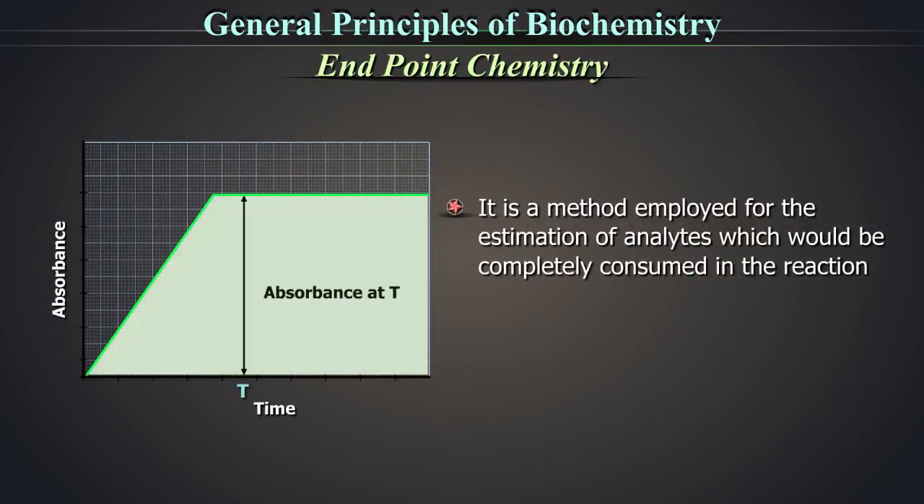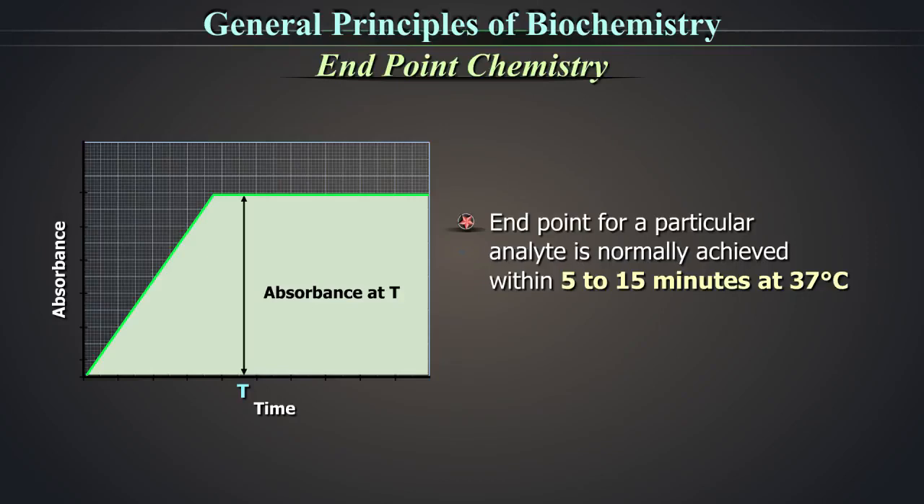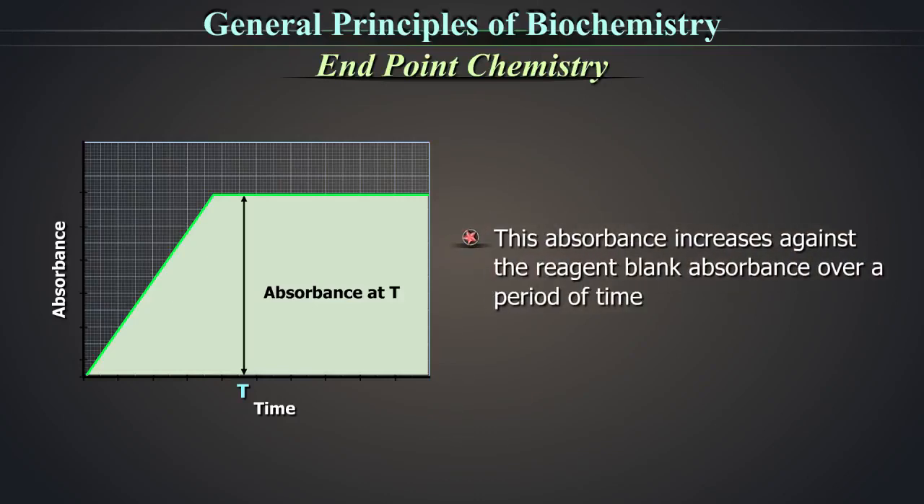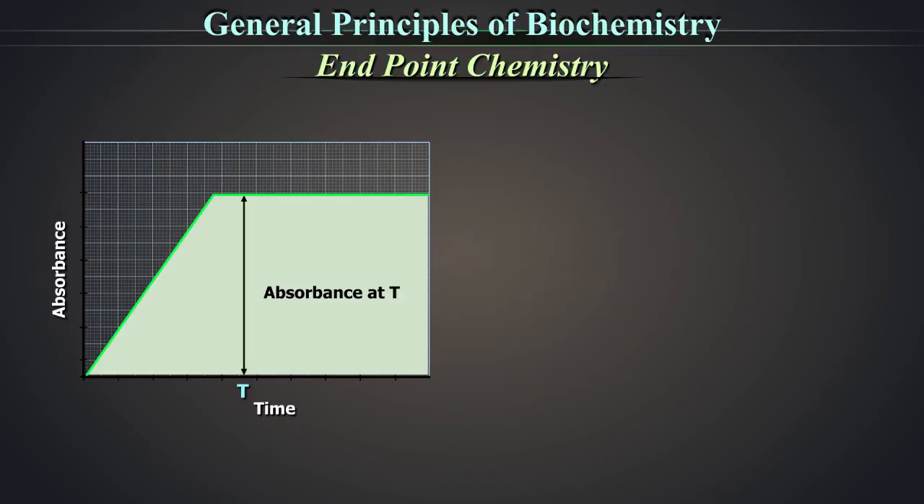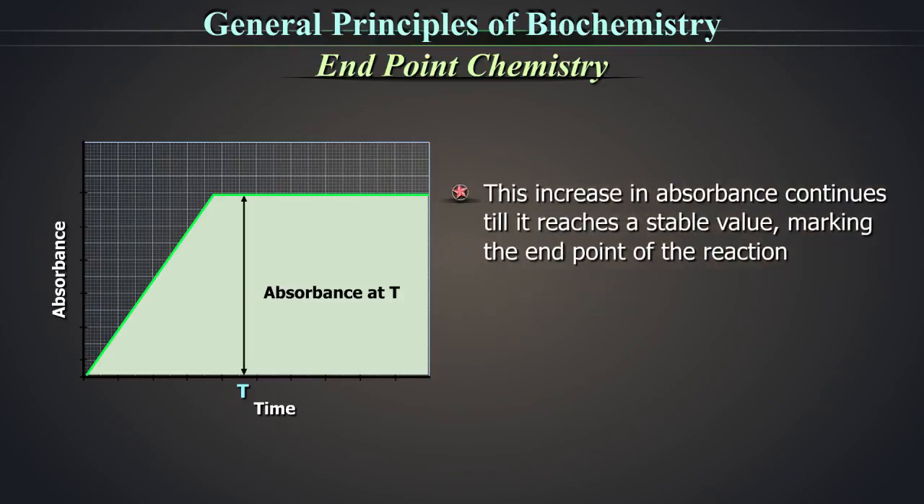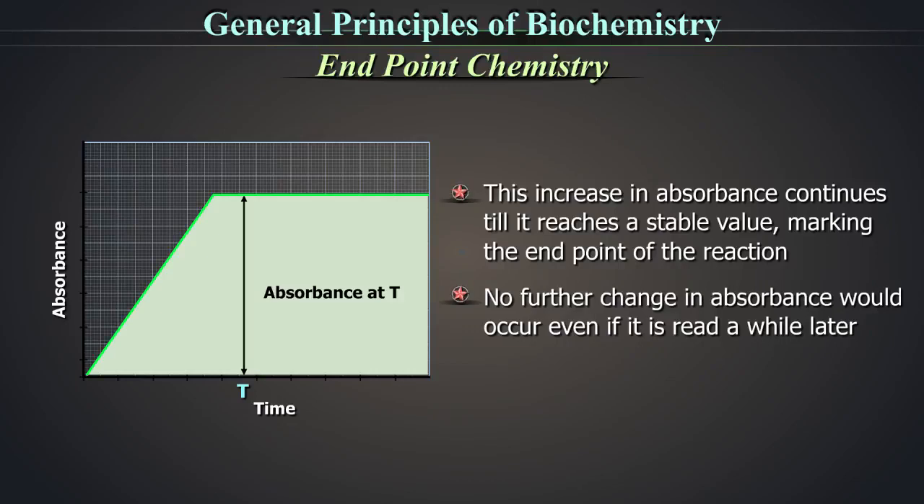Endpoint chemistry is a method employed for the estimation of analytes which would be completely consumed in the reaction. The endpoint for a particular analyte is normally achieved within 5 to 15 minutes at 37 degrees Celsius. The absorbance increases against the reagent blank absorbance over a period of time. This increase continues until it reaches a stable value, marking the endpoint of the reaction. No further change in absorbance would occur if it is read a while later.